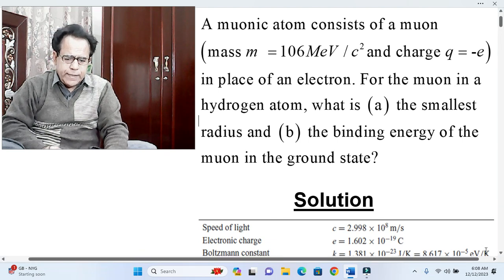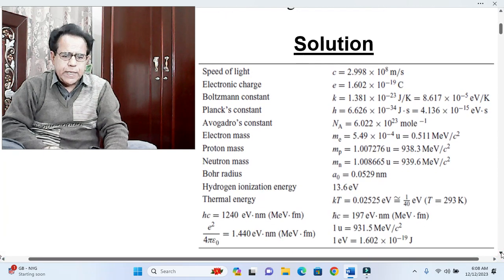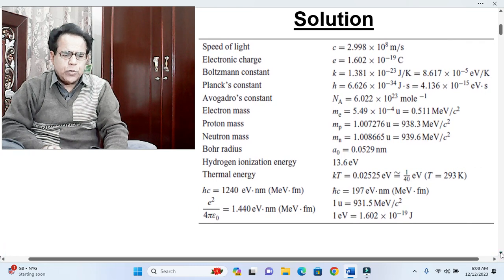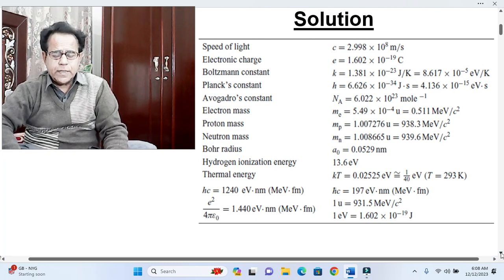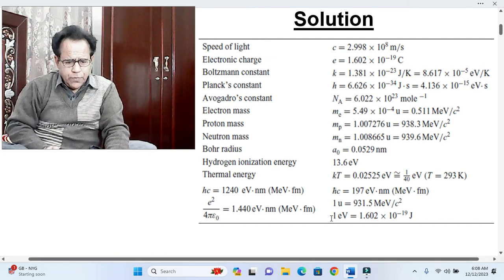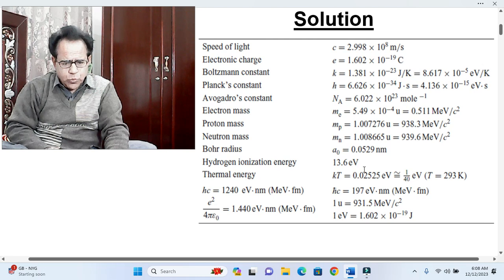Dear students, in order to solve this problem, we will first go through a few snapshots which will help us in reaching this conclusion. This table consists of a number of physical constants. For example, Bohr radius a naught equal to 0.0529 nanometer, hc equal to 1240 electron volt nanometer or MeV femtometer.